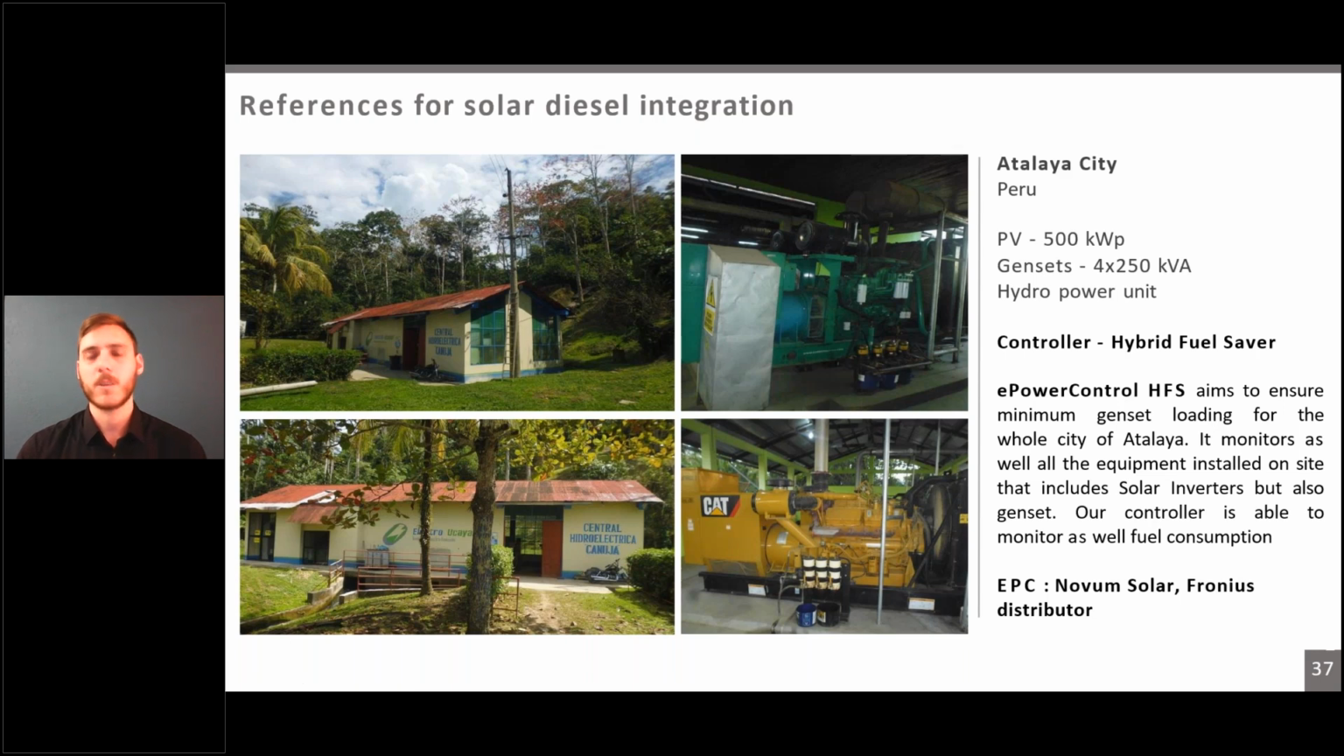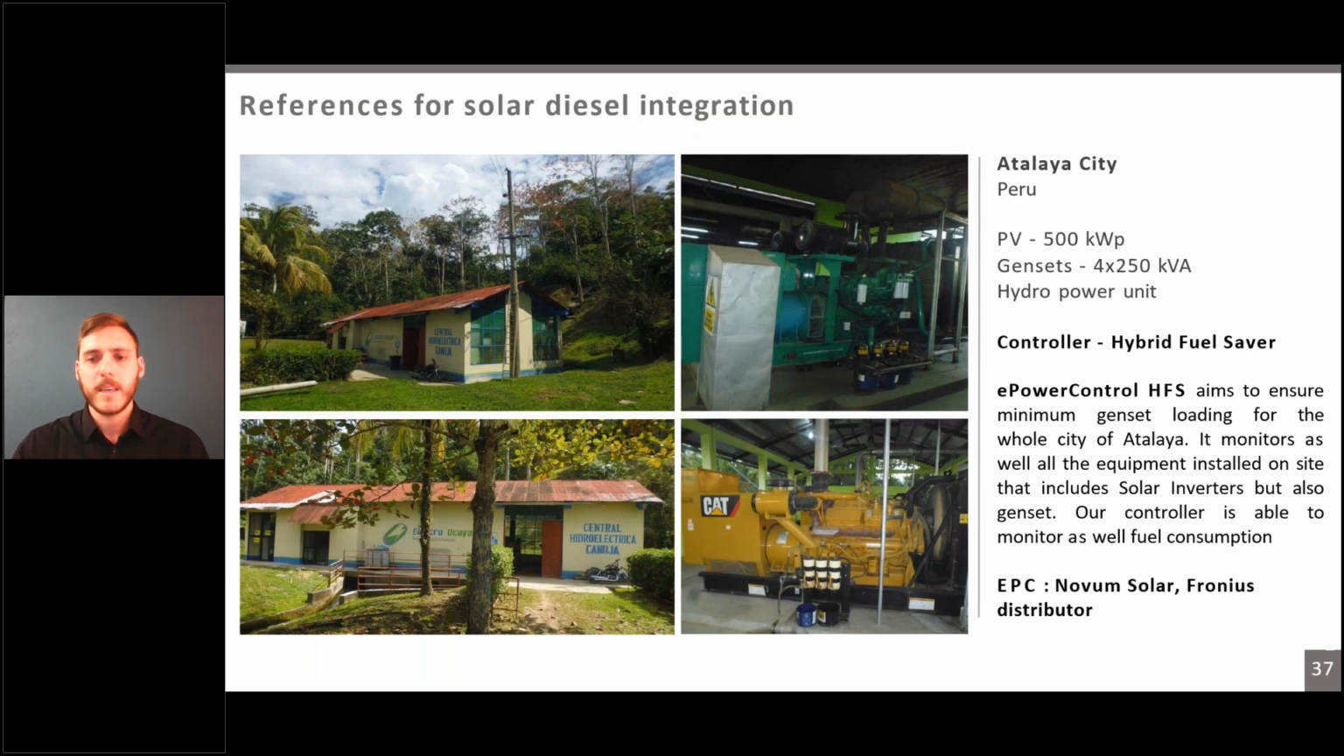webinar. We'll go for questions afterwards, but the last reference we have is a PV plant of about 500 kilowatts in Peru, coupled with 4 250 kVA gensets, so multiple genset integration. And in this case, because it is larger than the 300 kilowatt of the SD controller that we have, we're using the hybrid fuel saver.